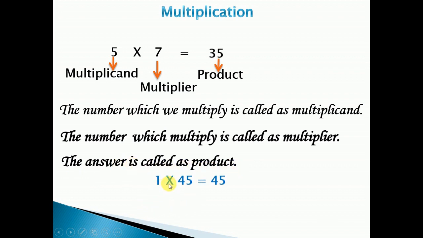1 into 45 is equal to 45. 1 into 7 is equal to 7. 1 into 21 is equal to 21. 1 into any number is equal to the same number. So, 1 is called the multiplicative identity.